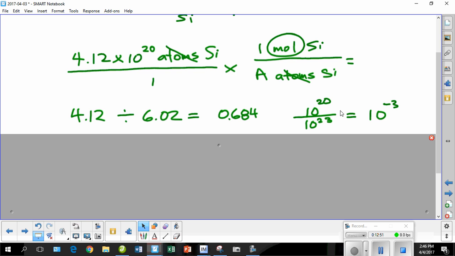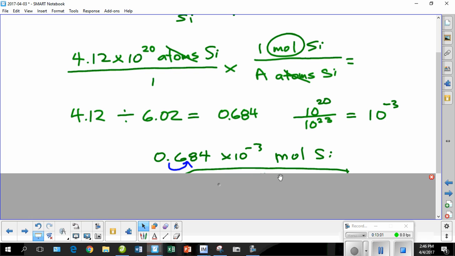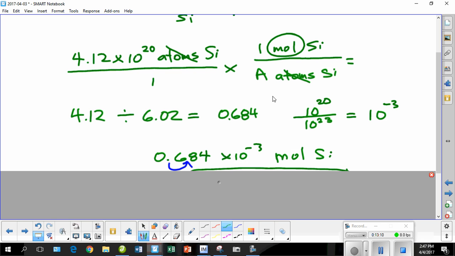We've got this guy subtracting 23 from 20 because we're dividing, and that gives us 10 to the minus 3. And so when we come down here, I didn't put a little dot thing. So this guy is coming to here, and this guy is coming to here. Okay?